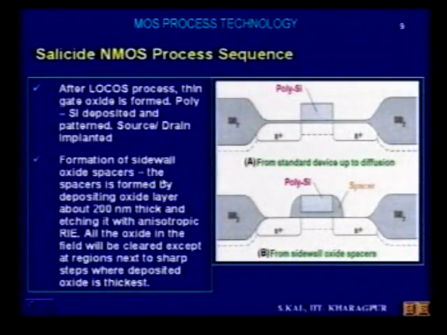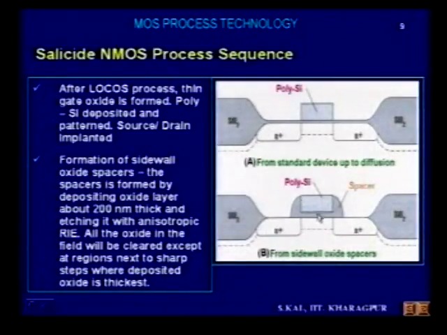And how it is fabricated is shown here in this diagram. The spacers are formed by depositing oxide layer about 200 nanometer thick and etching it with anisotropic RIE. All the oxide in the field will be cleared except at regions next to sharp steps where deposited oxide is thickest. This is the oxide spacer here and here.